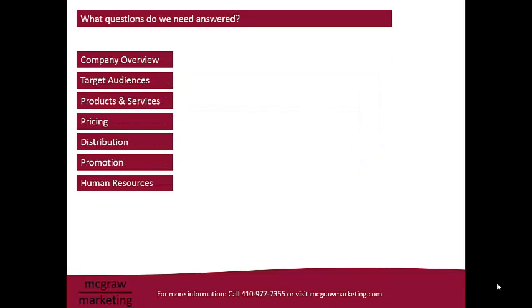Now, the questions that you want to have answered, I've broken them down into some of these areas. One here that I left off is financials. Obviously, your CFO is going to want to look at that as well. But the company overview, who do they target, what products and services do they have, pricing, what's the pricing strategy, how do they distribute their products and services to the marketplace, how do they promote their products and services, and even look at human resources in terms of who they hire, how they hire, how they train, how they evaluate, how they compensate, how they motivate. These are areas that you can identify competitive advantages on.